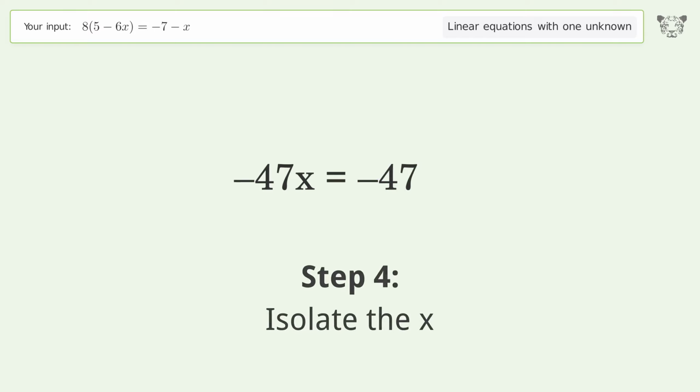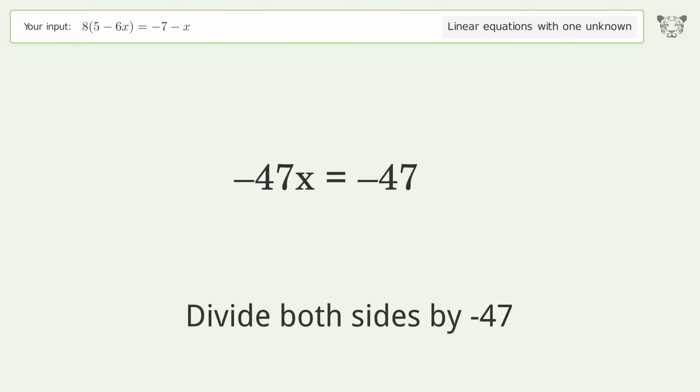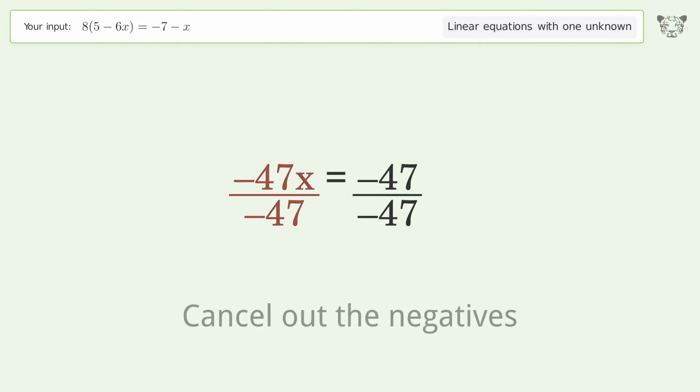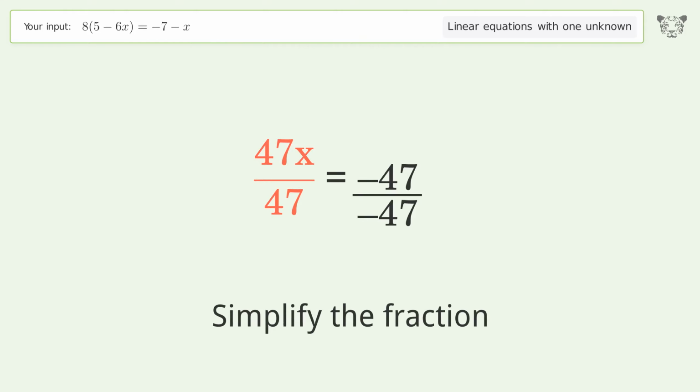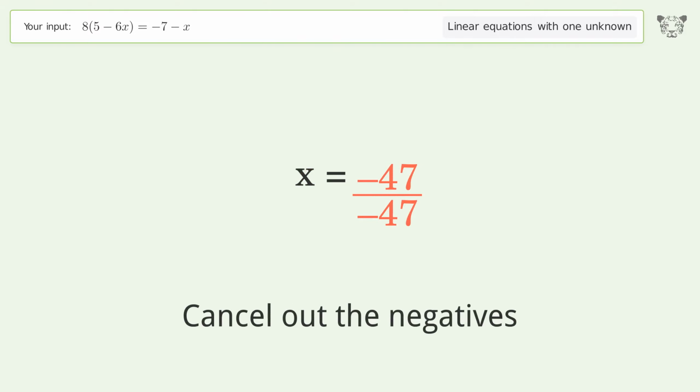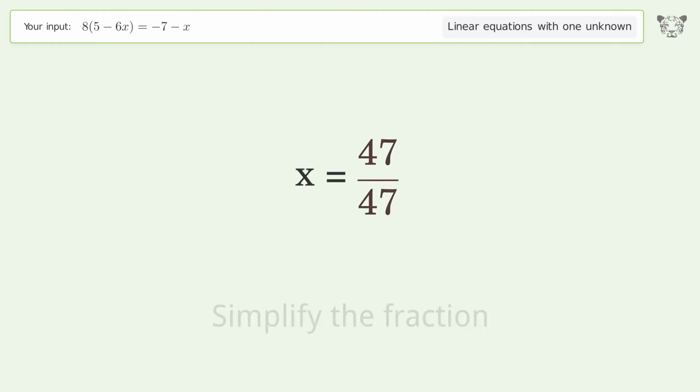Isolate the x. Divide both sides by -47. Cancel out the negatives. Simplify the fraction. Cancel out the negatives. Simplify the fraction. And so the final result is x equals 1.